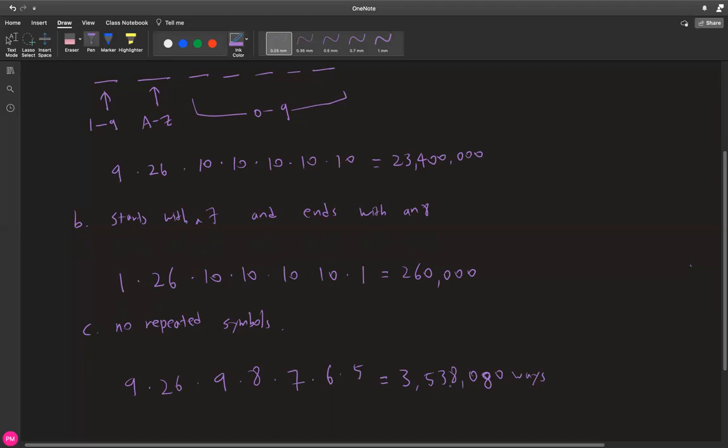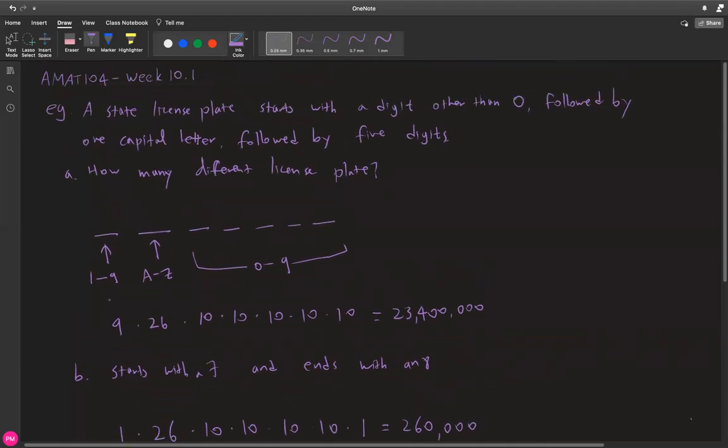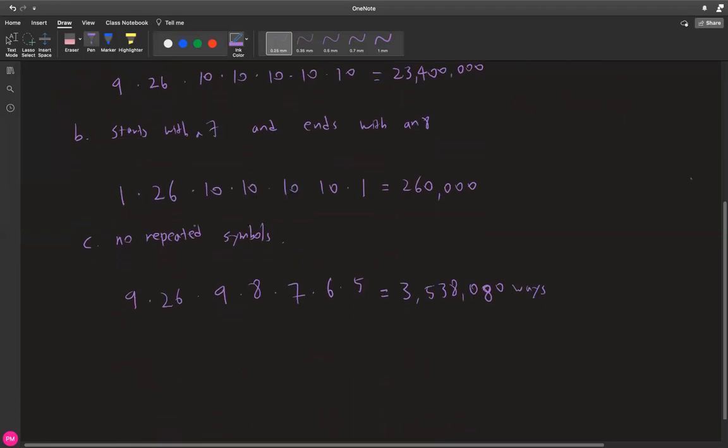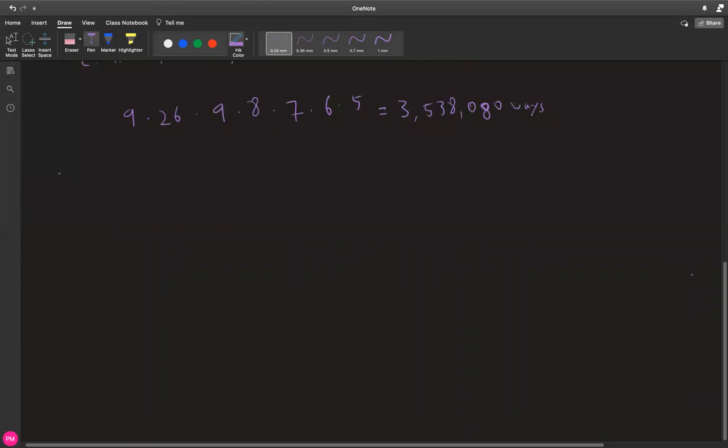So I know the numbers are very big, and in this case, we looked at a state license plate example, but I think it was pretty straightforward. If we can draw this out and see for each place how many choices we have, that's really the easiest way to go about these problems. Okay, so now let's go over to a different example.